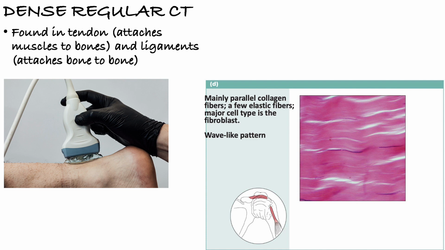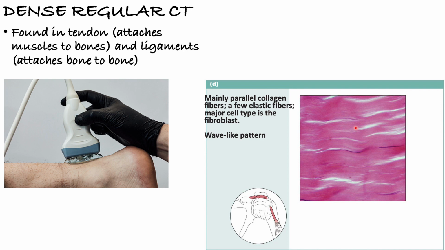So compare that with dense regular connective tissue. One of the things I want you to see is that there's a certain pattern to this. This is not muscle. I mentioned the stain, that we stained it pink. There's a certain pattern to it. So we find this in our tendons, in our ligaments. Tendons attach your muscles to bones and vice versa. And ligaments attach bone to bone.